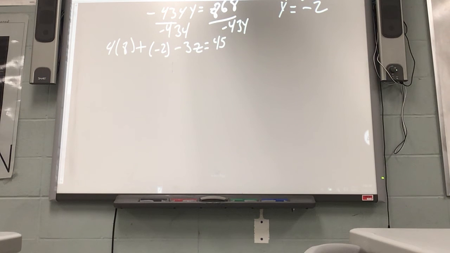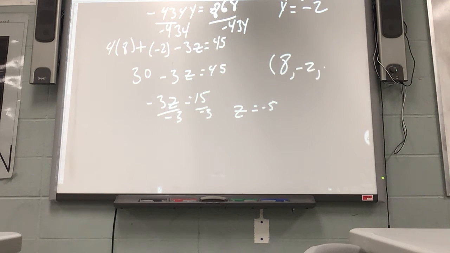So that's 32 minus 2 is 30. Why is it minus 2? Because our y was negative 2. Plus negative 2 is the same as minus 2. The equation said plus y. I got z equals negative 5. Okay, so we subtract our 30, so that gets us negative 3z equals 15. And then divide by negative 3, and yes ma'am, that's correct, z is negative 5. So your ordered triple is 8, negative 2, negative 5. Good job.